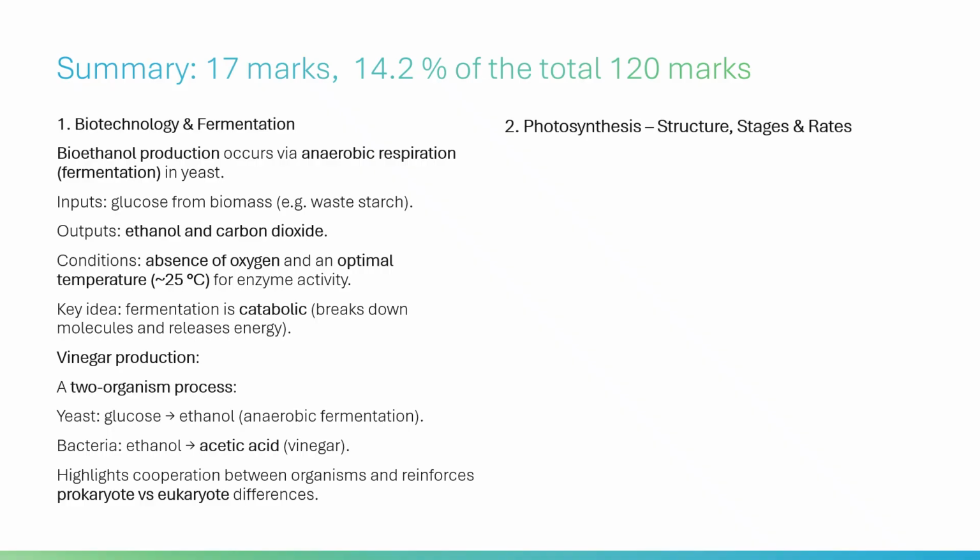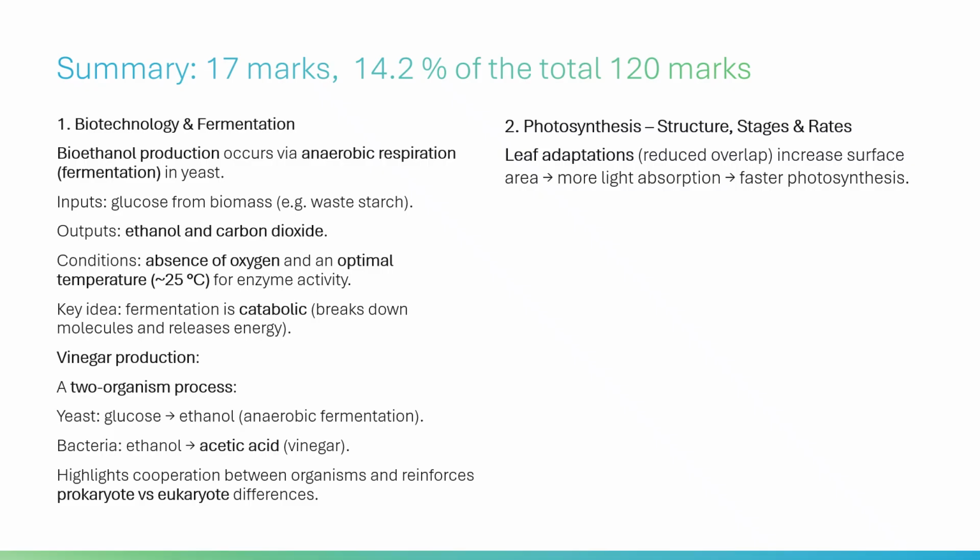2. Photosynthesis structure, stages and rates. Leaf adaptations: reduced overlap, increased surface area, more light absorption, faster photosynthesis. Light is captured in the grana, thylakoids, during the light-dependent stage. Oxygen is a byproduct, not an input.